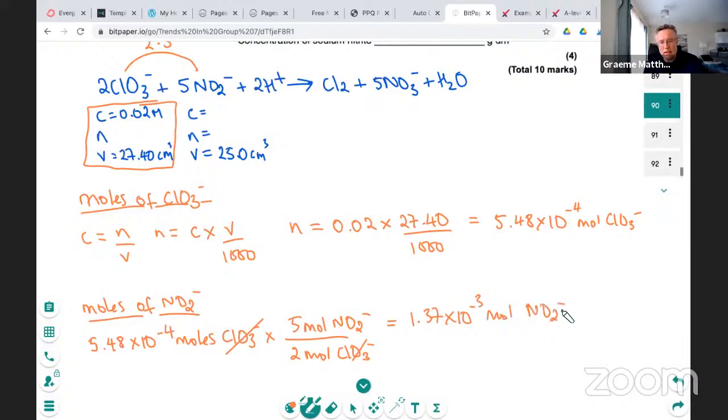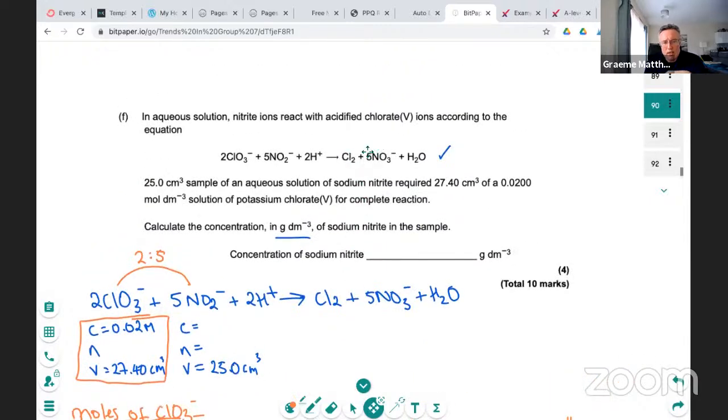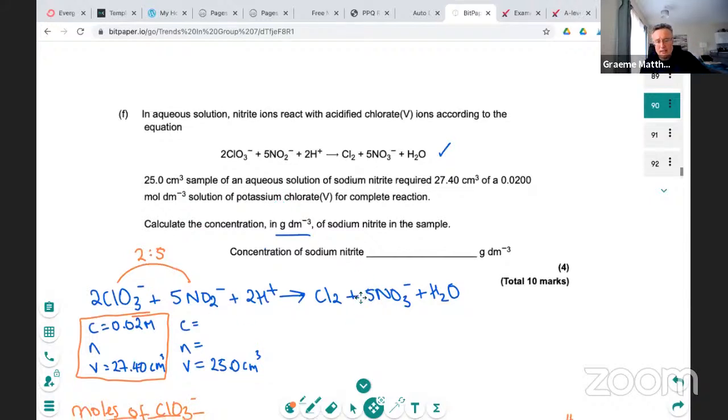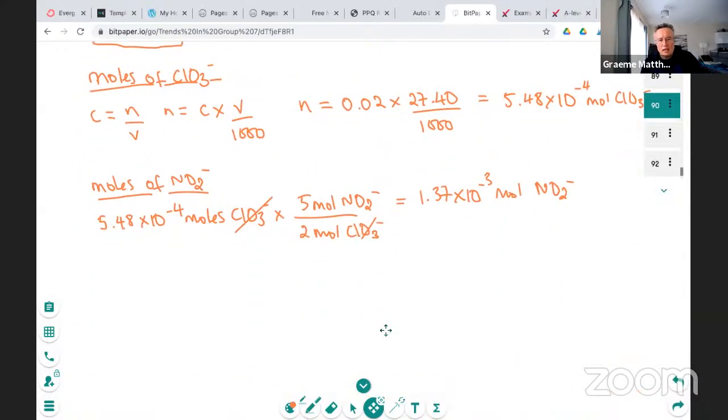Now, obviously, looking at this equation here, chemists, the sodium ion and the potassium ion, the reason why they aren't in the equation is that they're spectator ions, so they just cancel out. Now then, I've got moles of NO2, and so all we need to do now is get the concentration.